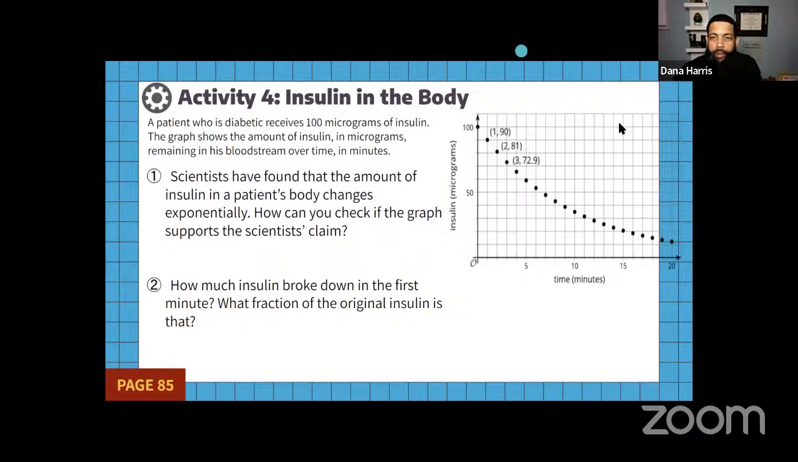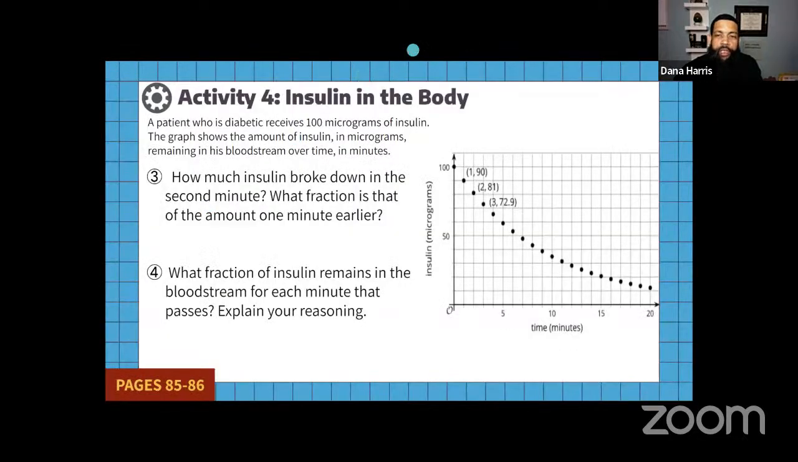Let's go to the next one. How much insulin broke down in the second minute? In the second minute, we went from 90 to 81, which equals 9 micrograms. And it says what fraction is that amount of the 1 minute earlier? So 81 out of 90 is equal to 9/10. What fraction of the insulin remains in the bloodstream for each minute that passes? 9/10. Well, how do we explain our reasoning?